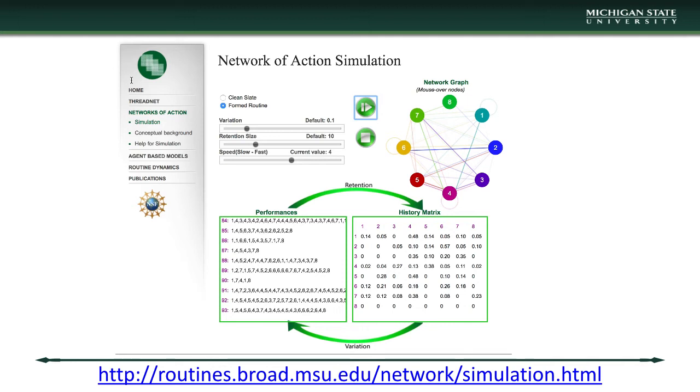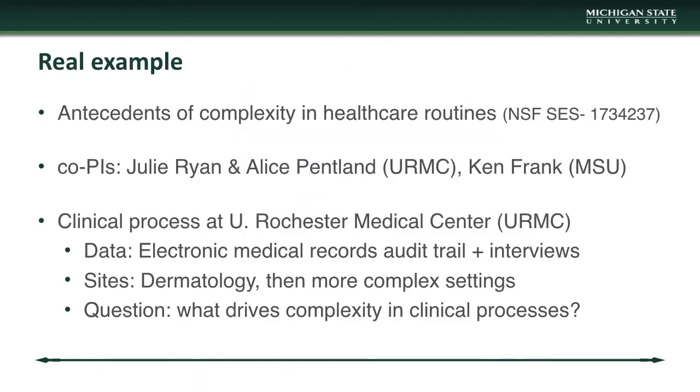And so this is a simple model to help people gain some intuition about this idea of how the trajectory could be changing over time. So let's look at a real example. This is from clinical routines in dermatology clinic. My co-PIs on this are Julie Ryan and Alice Pentland, who's actually my older sister, at the University of Rochester Medical Center, and Ken Frank, who's a network methodology guy here at Michigan State University.